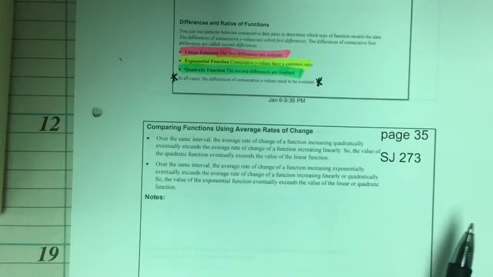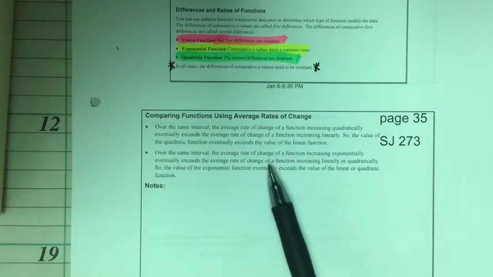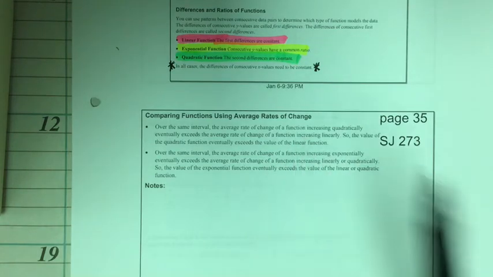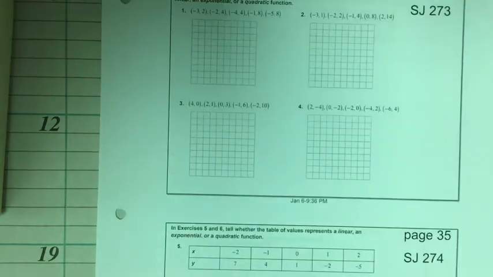Then there's some facts here on Student Journal 273 that you need to think about and know. Both of these pieces of information, and just know those facts. I think it's easy to tell from the graphs themselves that those facts are true. The next group, you're going to plot the points.